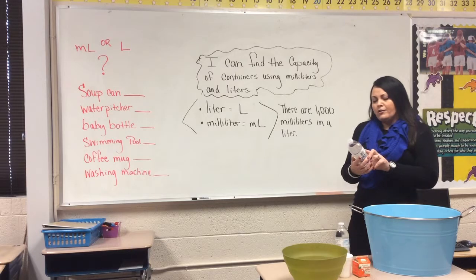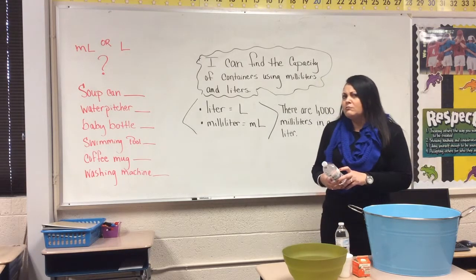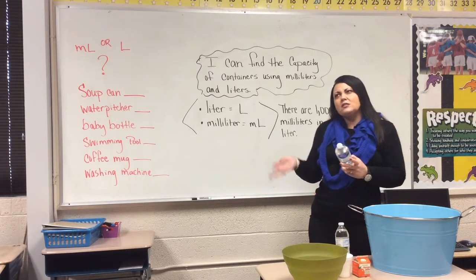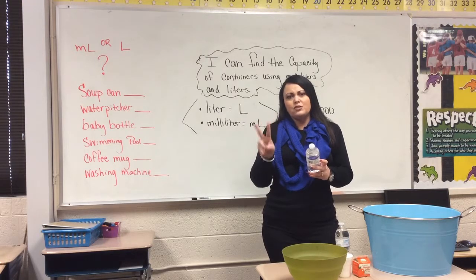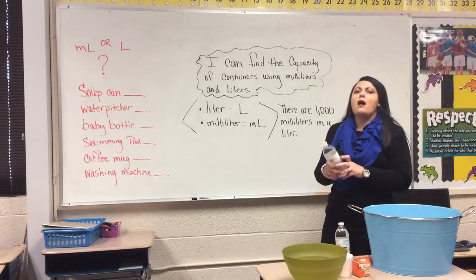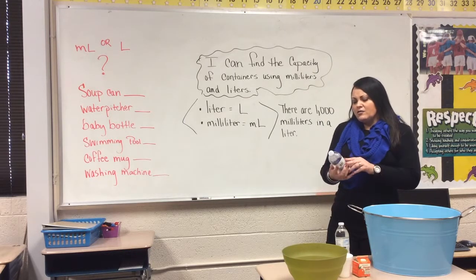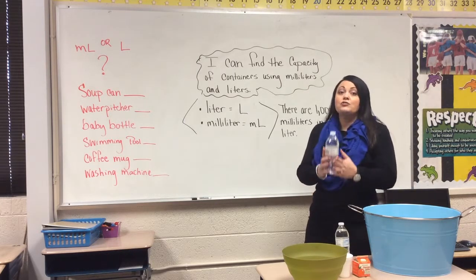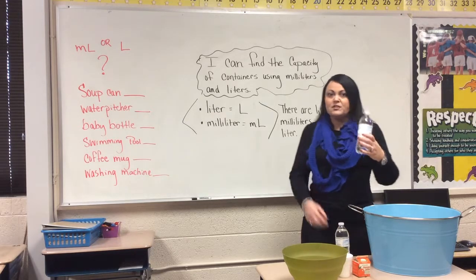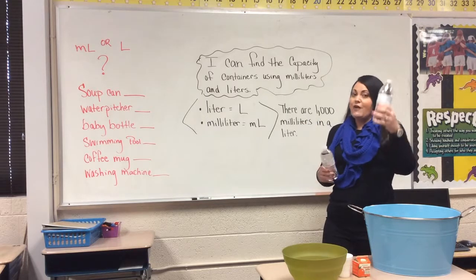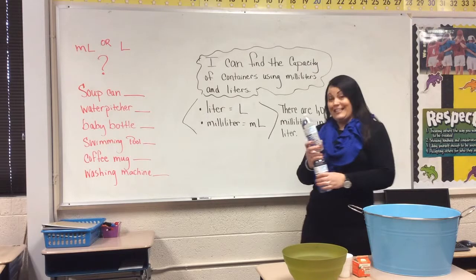So this bottle of water says 16.9 fluid ounces, and we know that there's 8 ounces in 1 cup, so this is probably a little bit more than 2 cups. So that would be a pint. And this is actually exactly 500 milliliters. So it would take 2 of these, because 500 plus 500 is 1,000, to make 1 liter.